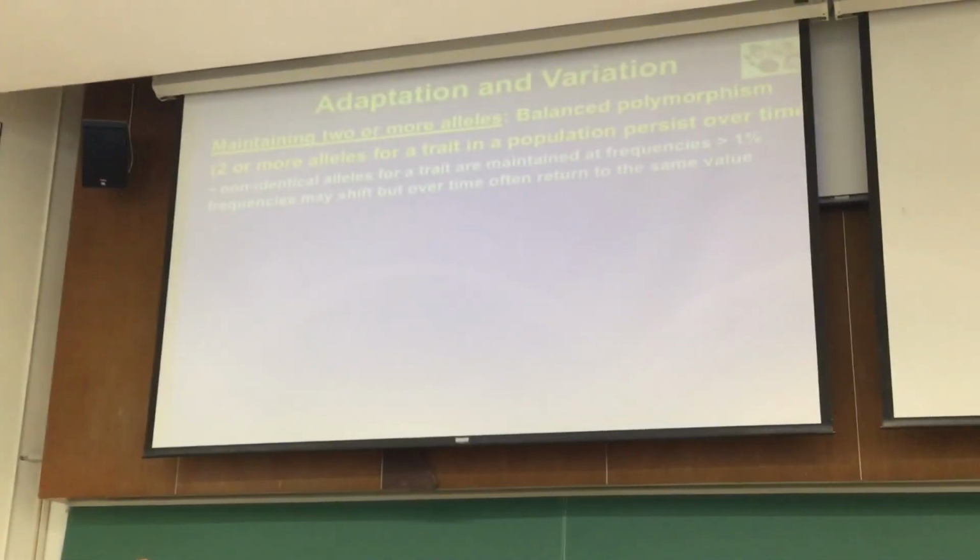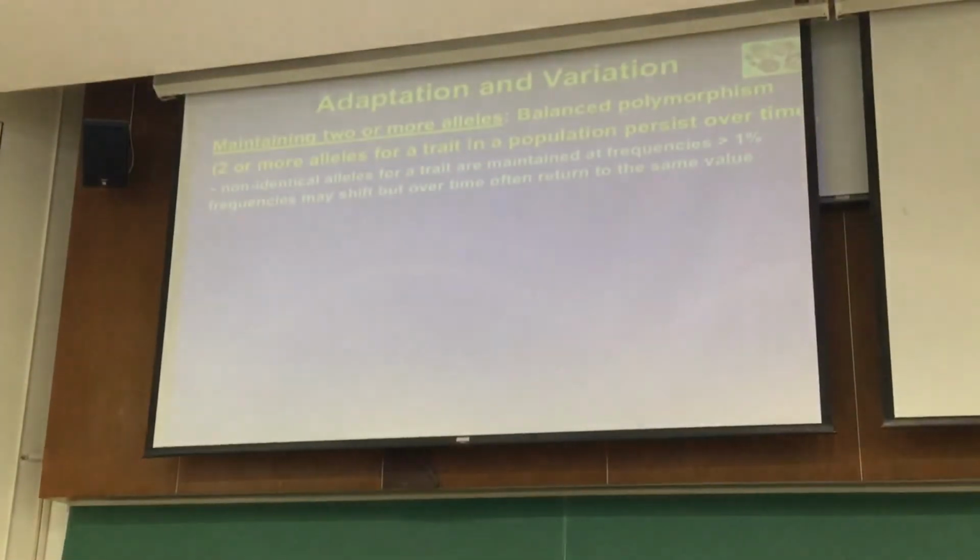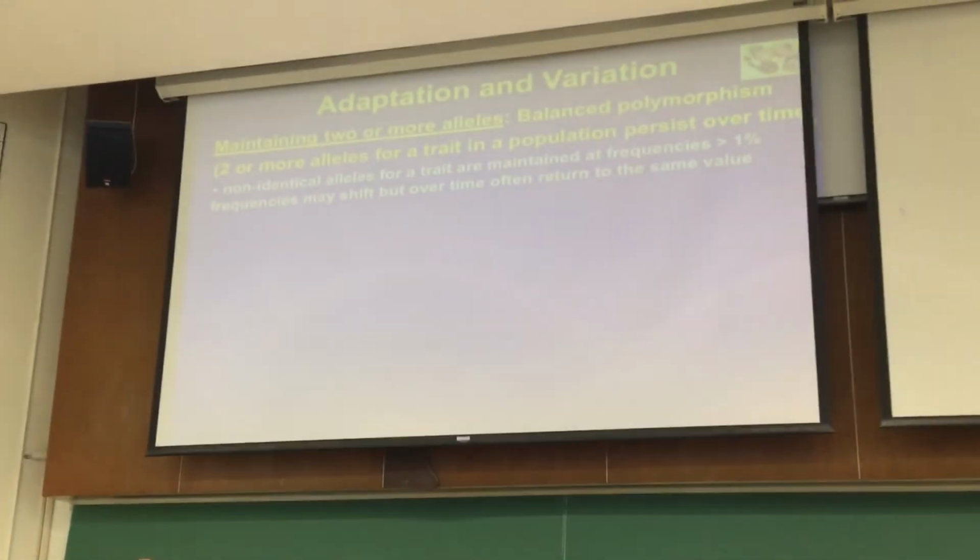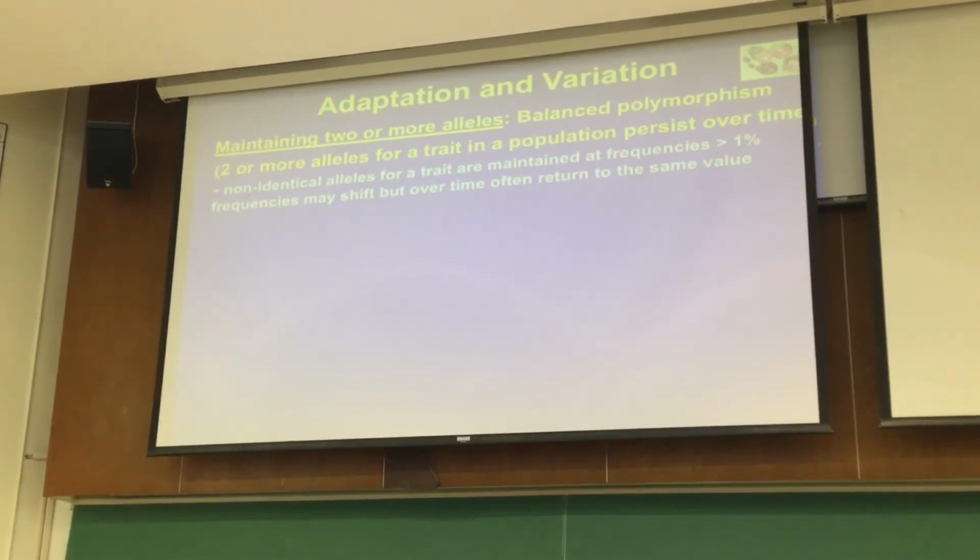All right. So remember, balanced polymorphism simply means you're maintaining two or more alleles. And in that combination, they persist in the trait. The trait persists in the population over time. That frequency is greater than 1%. You can shift around, but you constantly return to that initial value.